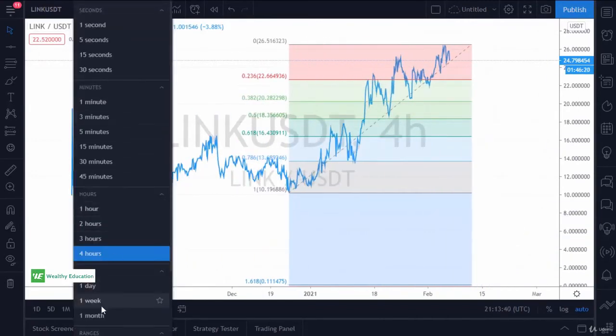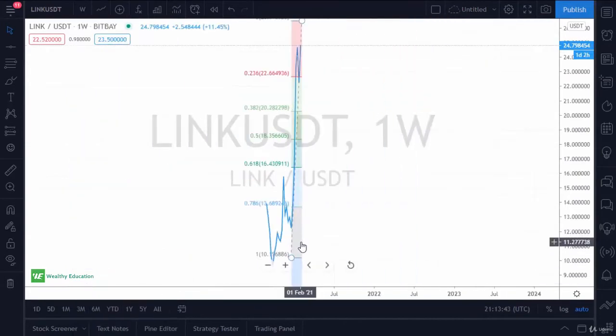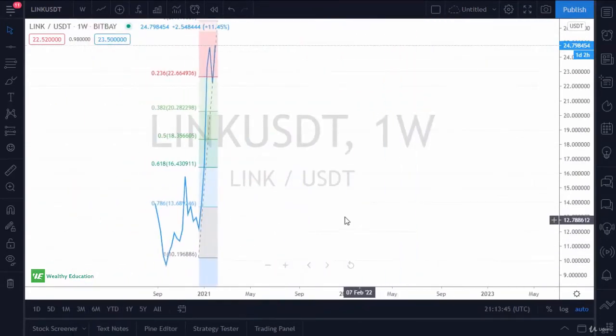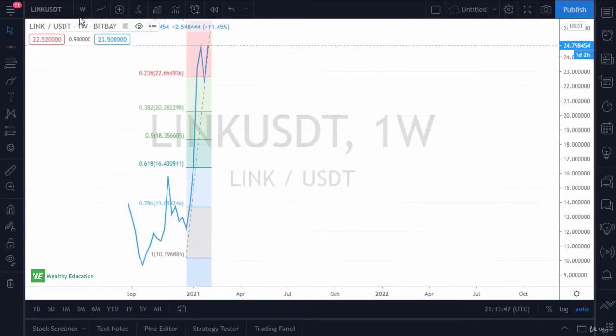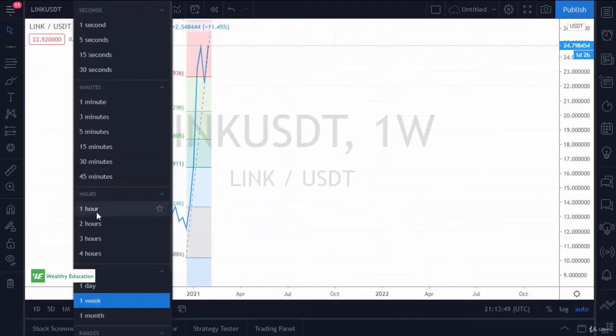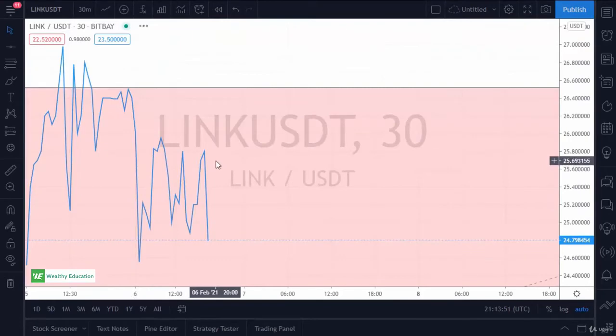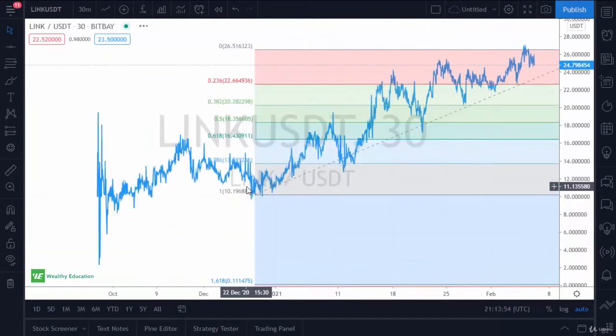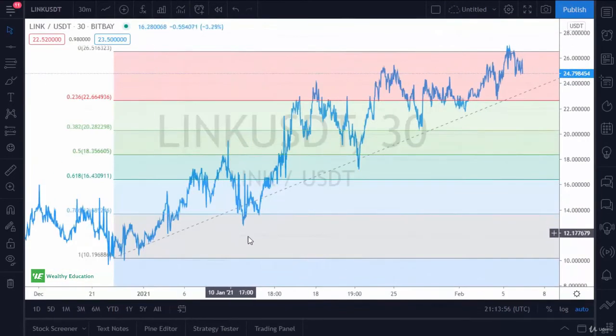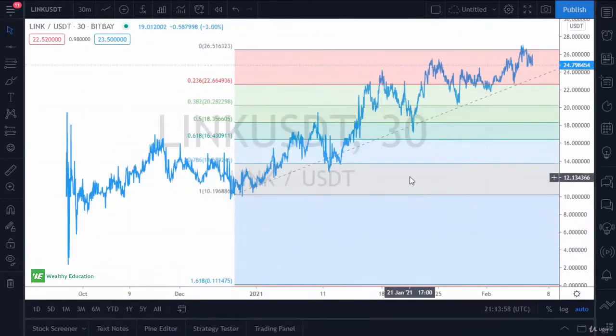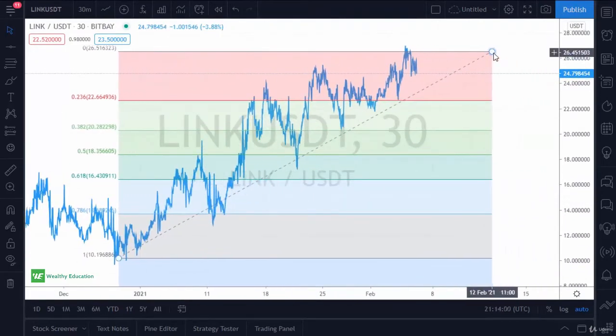I can go to the weekly chart, and you can see just how much of a move that would be. So going back to, let's even go to a 30-minute chart, this gives you some potential support and resistance to work with.